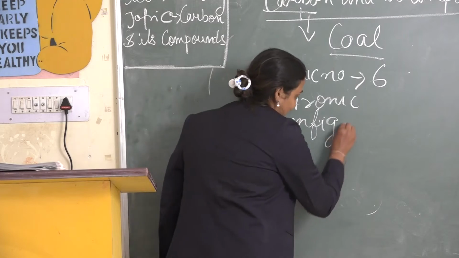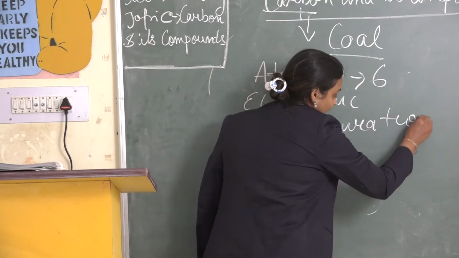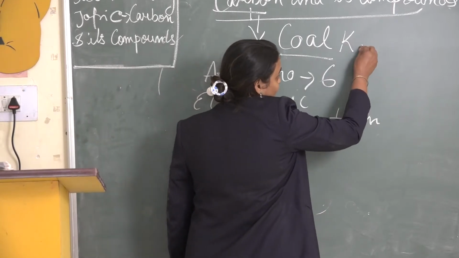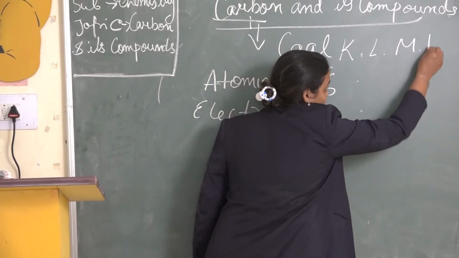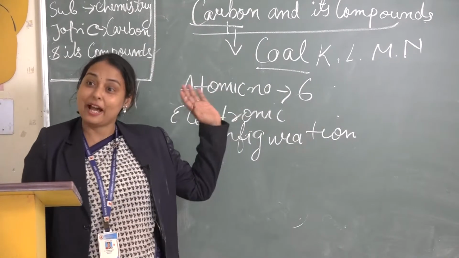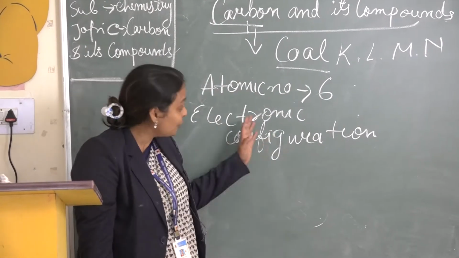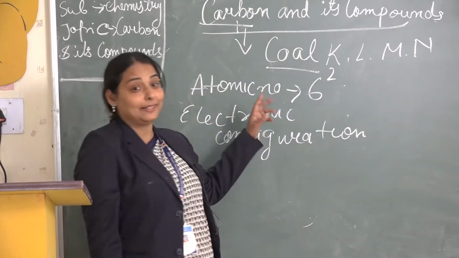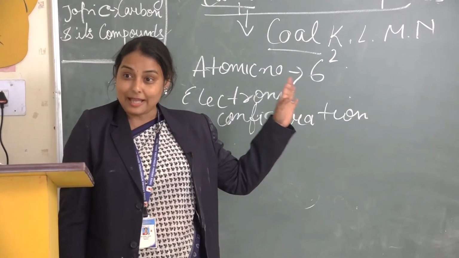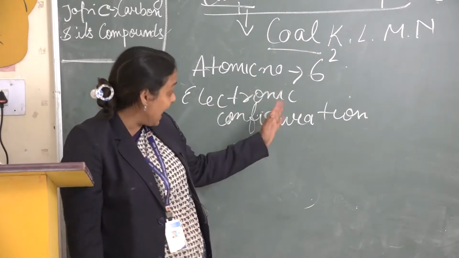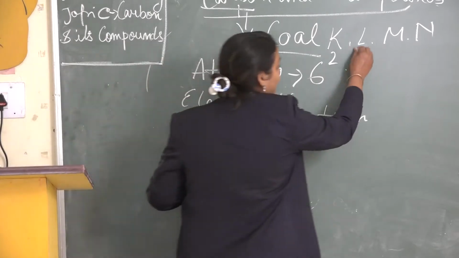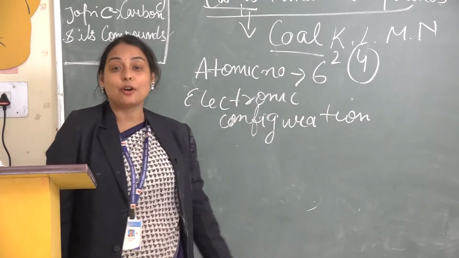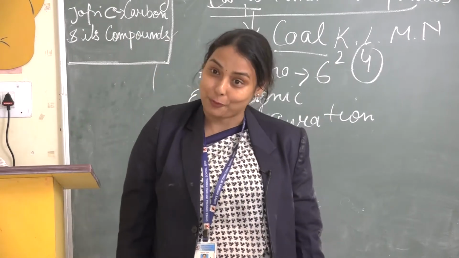Like we know, when we are distributing the electrons, we use the shells that are K, L, M, N, right students, as we have done in our previous classes. In the first orbital we can put 2 and in the second orbital 8, but as we have 6, we will have 4 here. So the valency of carbon we know is 4.